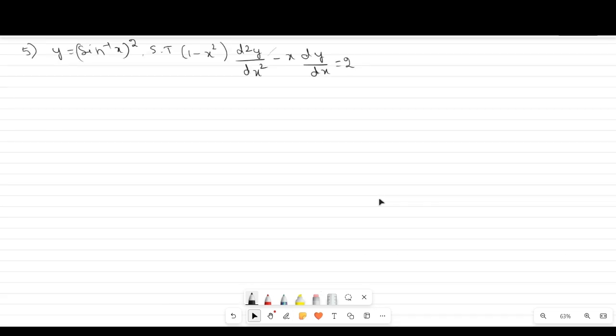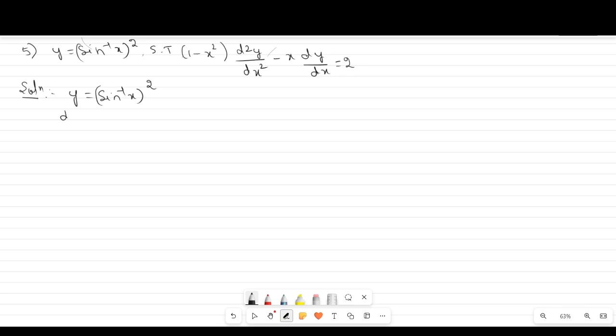Okay. The next question is, if y is equal to (sine inverse x) whole square, then show that (1 minus x square) into d square y by dx square minus x into dy by dx is equal to 2. Actually, in the previous problem, the function was sine inverse x, isn't it? So this is (sine inverse x) whole square. There is a difference between both the problems. So, let us see the proof of this. If y is equal to (sine inverse x) whole square.